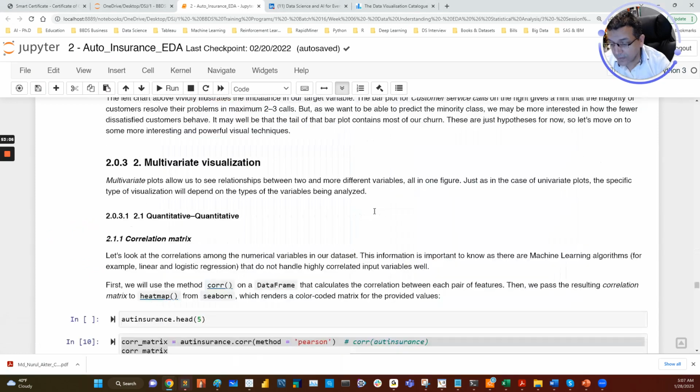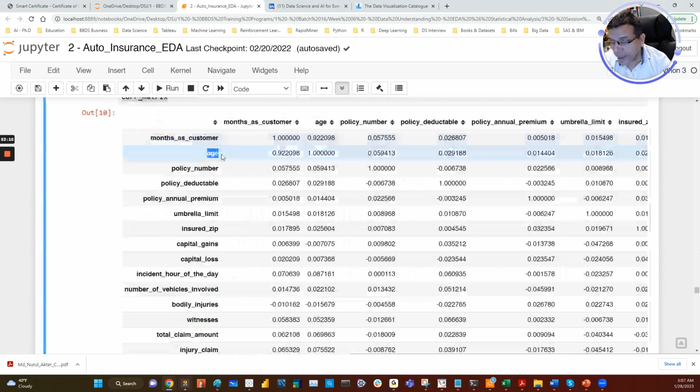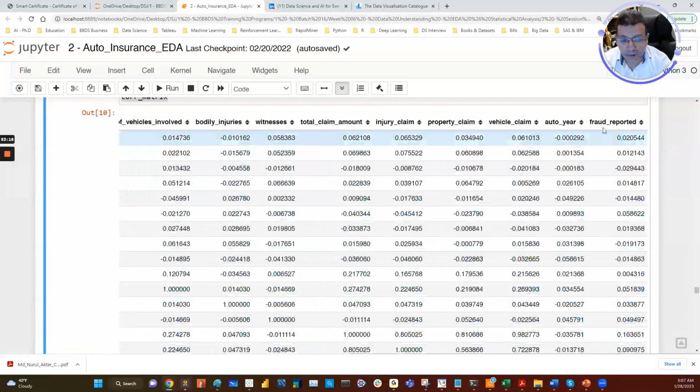Okay, so we know that age and months as a customer are highly correlated. You see 92%. So now let's go to their relationship with the target variable. Months as a customer is 0.02 correlated with the target variable, and the age is 0.012. So which one do you think we should keep? Months as a customer. Yes, we are going to keep months as a customer.